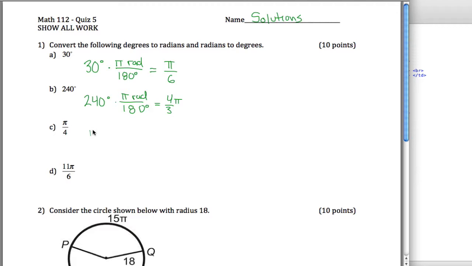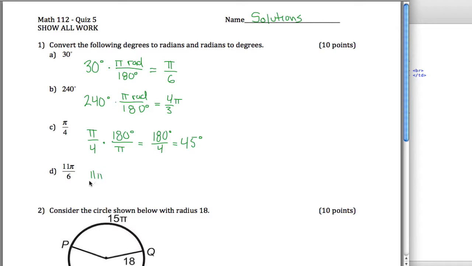Okay, and now we want to convert from radians to degrees. Pi over 4 radians. I'm going to multiply that by 180 degrees divided by pi. And what I get is 180 degrees divided by 4. 180 divided by 2 is 90, and 90 divided by 2 is 45. So that's 45 degrees.